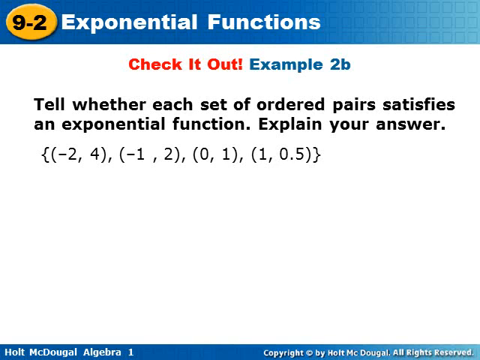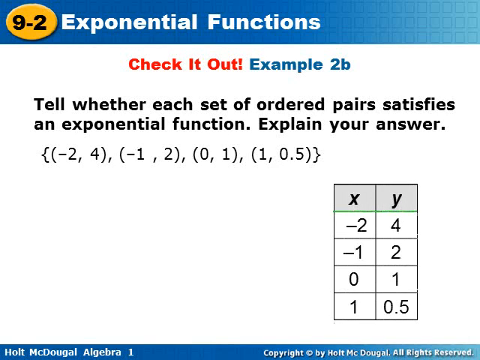Tell whether each set of ordered pairs satisfies an exponential function. Explain your answer. We have (-2, 4), (-1, 2), (0, 1), and (1, 0.5). This one's for you to try on your own, and then you can check back for your answer. So written in a table, the x values would be -2, -1, 0, 1, and the y would be 4, 2, 1, and 0.5. So we check for a constant change in x.